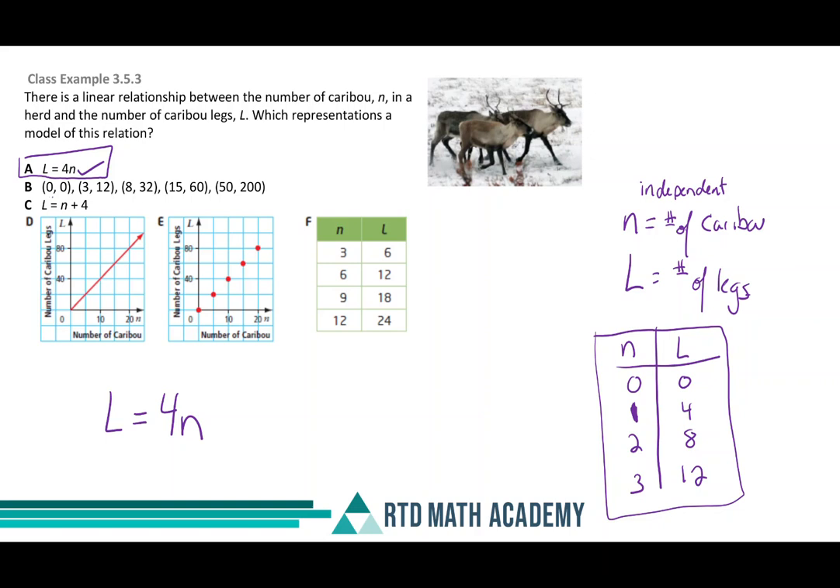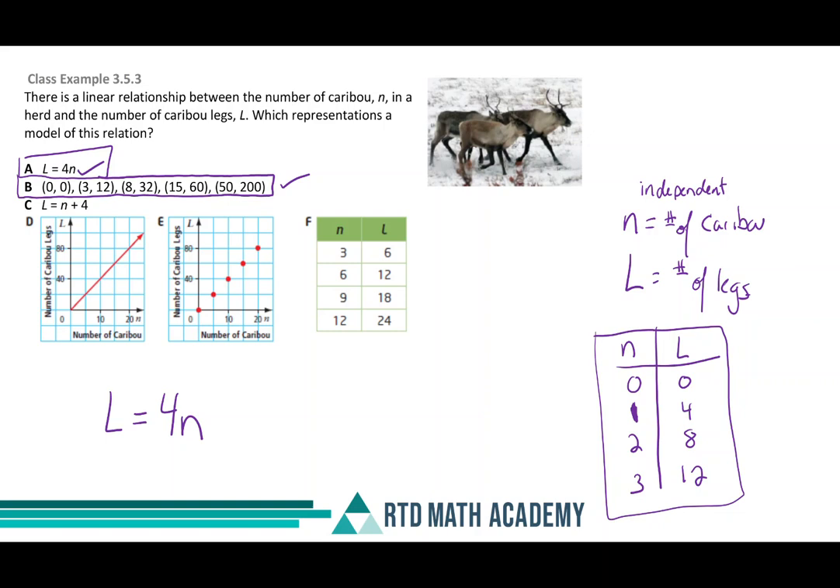B, we even have a couple of values from our table here. So we've got 0 caribou, 0 legs. That works. If we have 3 caribou, we times that by 4, each caribou having 4 legs, that's 12. If we had 8 caribou, we would times that by 4, so that gives us 32 legs. If we had 15 caribou, we could times that by 4, and we've got definitely 60. So B has larger numbers than what we have in the table, but still 4 legs for every caribou.